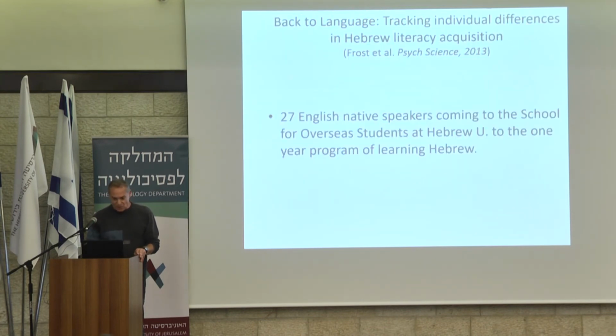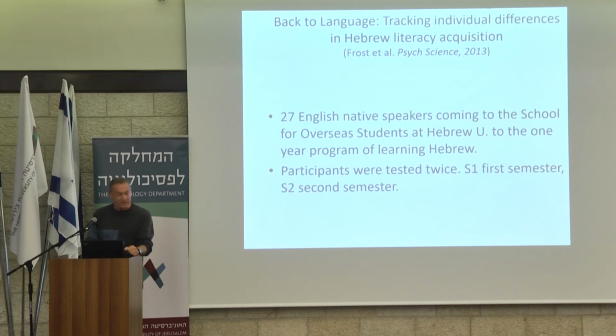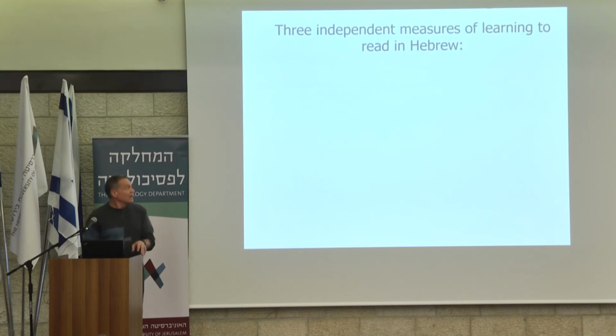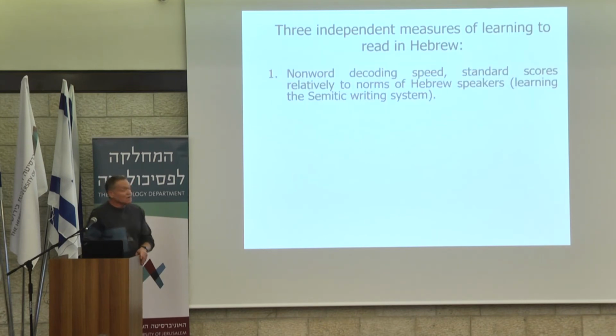Back to language. So how is it related to language learning? Here, for example, is a typical study: 27 English native speakers coming to the school of overseas students to learn Hebrew. We tested them twice during the year, in the first semester and the second semester. And we had 3 independent measures of learning to read in Hebrew: non-word decoding, speed, and errors. Basically, each subject got an individual learning score, his Z-score at the second semester minus the first semester, showing how much he has improved.